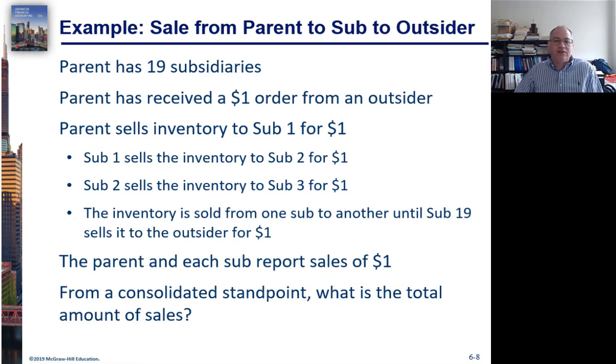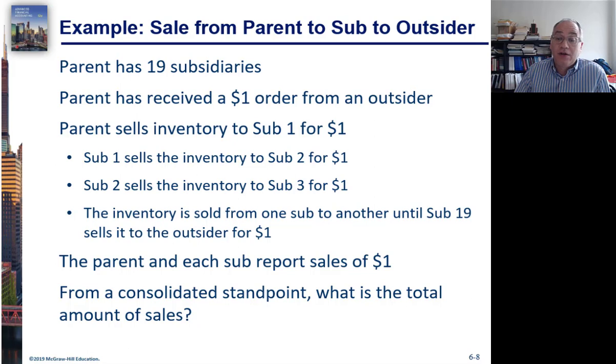Here's another one. You have a parent that has 19 subsidiaries, and it receives a $1 order from an outside party. The parent sells the inventory to subsidiary 1 for $1. Sub 1 sells the inventory to sub 2 for $1. Sub 2 sells the inventory to sub 3 for $1. And it's sold from one sub to another all the way up to 19. So what you would have there is you would actually have $20 in sales, right?